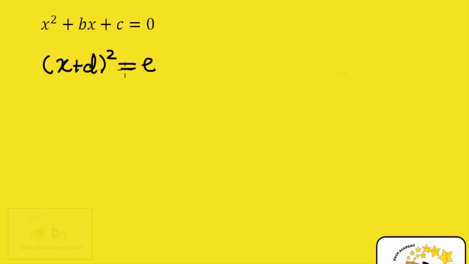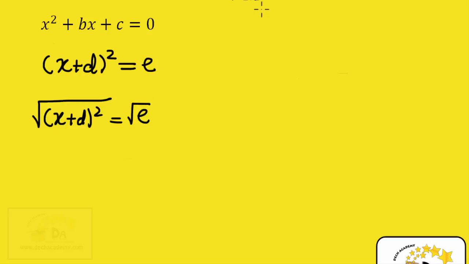Now this may all look very complicated, but it simplifies the generation of a solution. In an equation like this, d and e are just any constants. They could be any real number. The next step, if you wanted to make x the subject, is to take the square root of both sides, and that gives the square root of x plus d squared equals the square root of e.